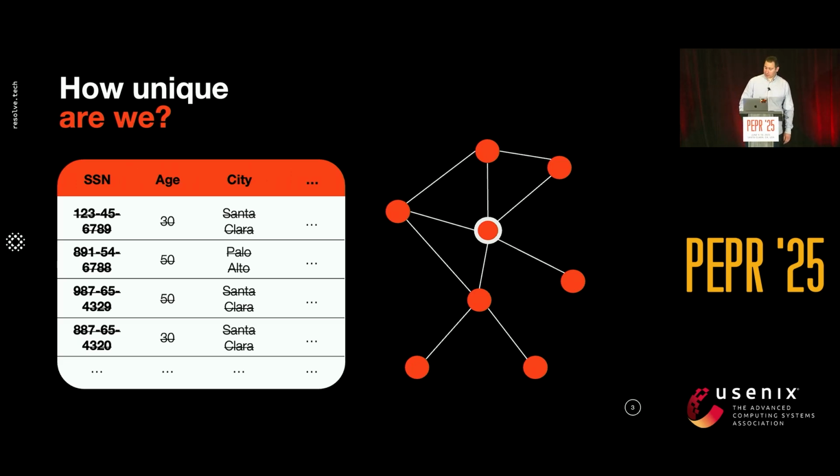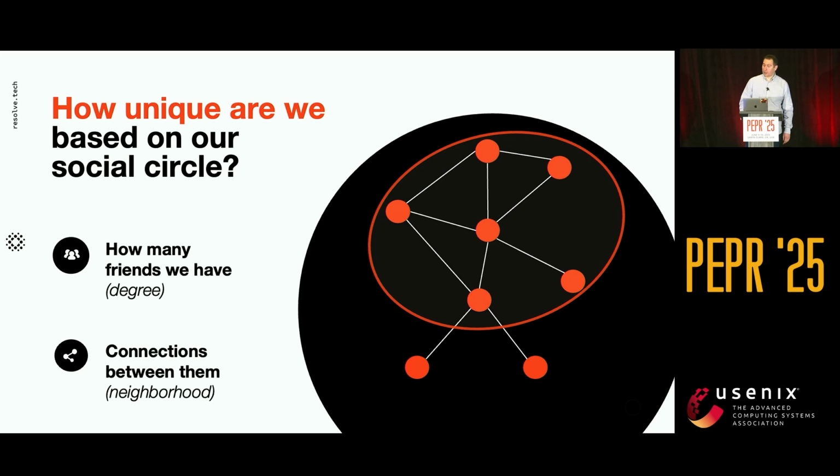So we asked ourselves, how unique are we based on our social circle? So how many friends we have, which in network analysis is called the degree, the amount of connections that each node has, and the connection between these friends, which is called the neighborhood. And I'm going to talk about social networks, so graphs representing social connections, but this can be applied to any type of graph.